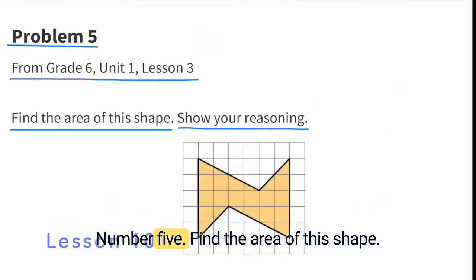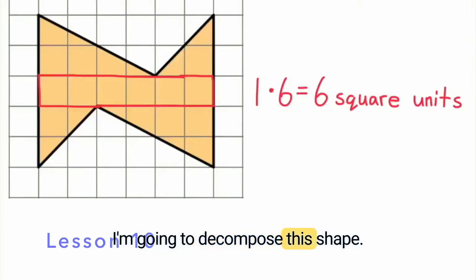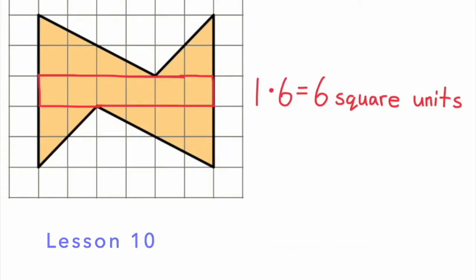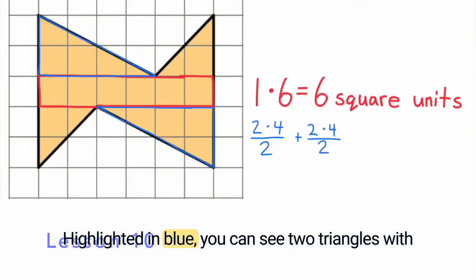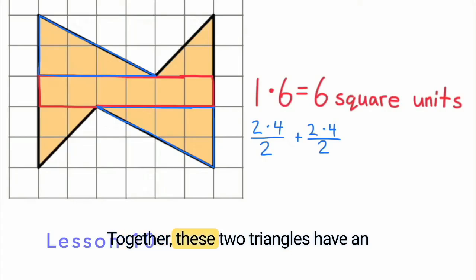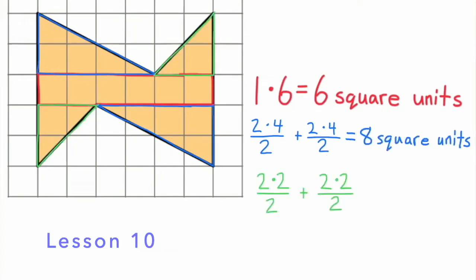Number 5. Find the area of this shape. Show your reasoning. I'm going to decompose this shape, and here you can see a rectangle that measures 1 by 6, and 1 times 6 is 6 square units. Highlighted in blue, you can see two triangles with a base of 4 and a height of 2. Together, these two triangles have an area of 8 square units.